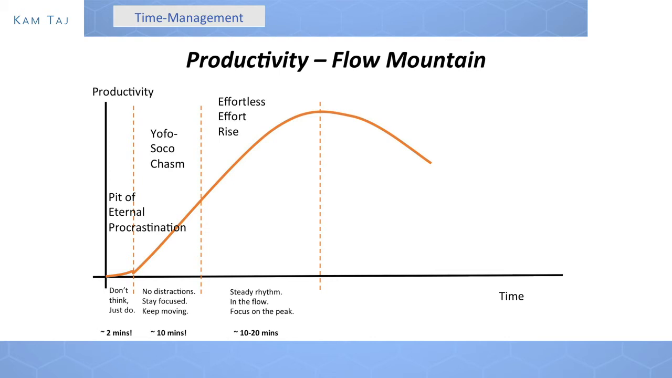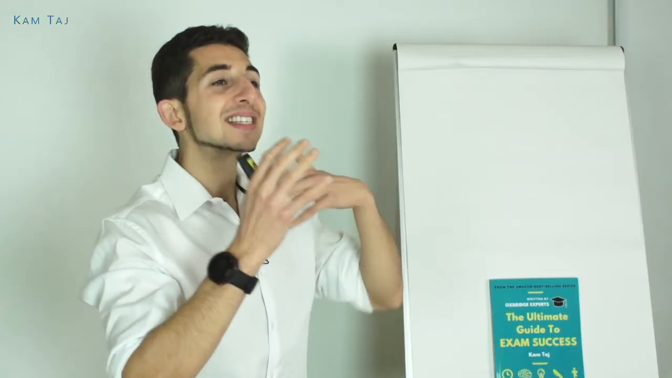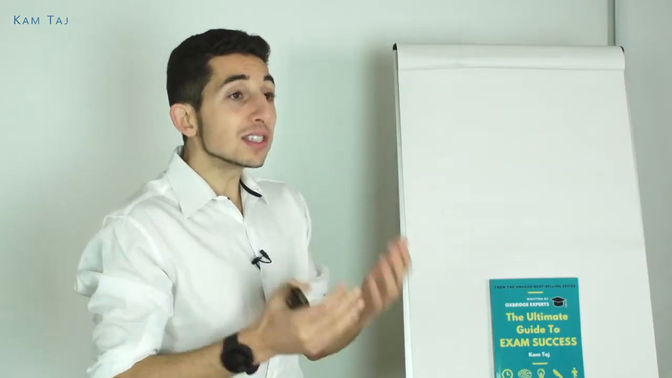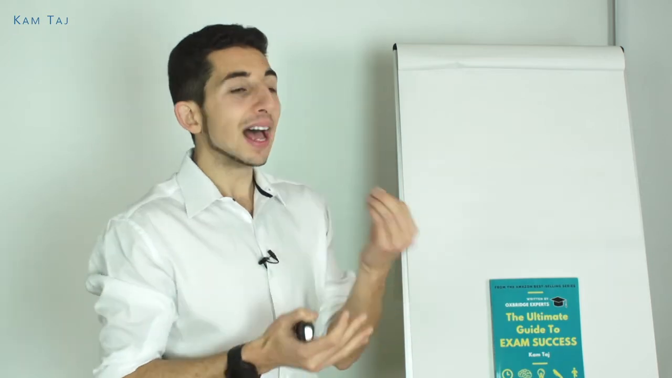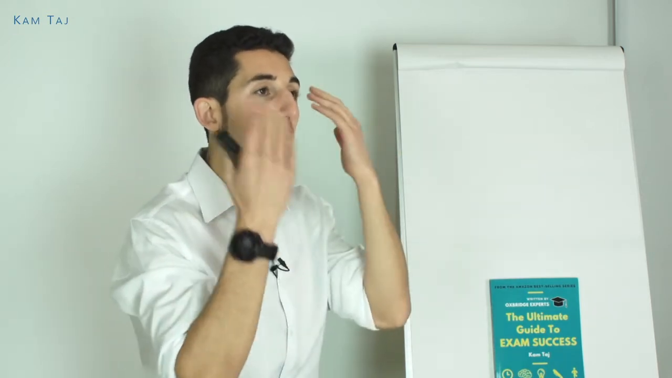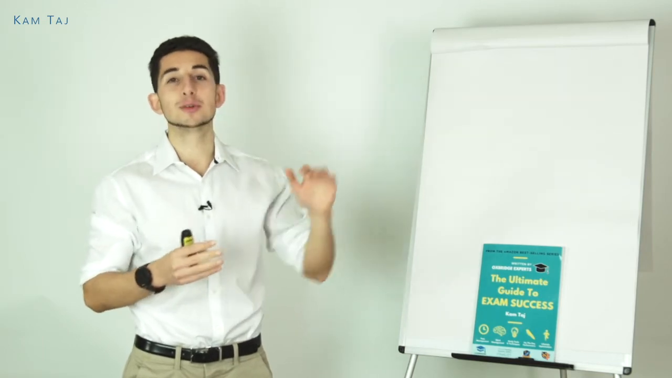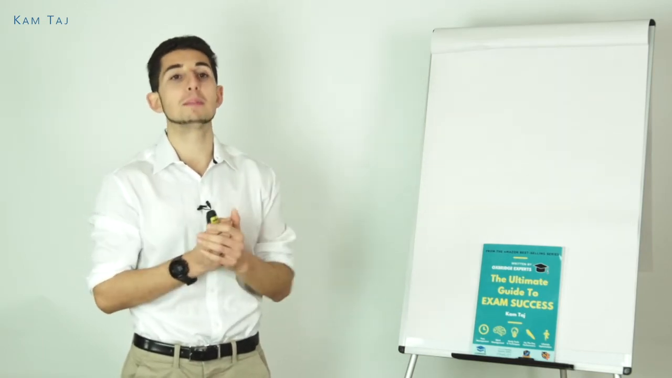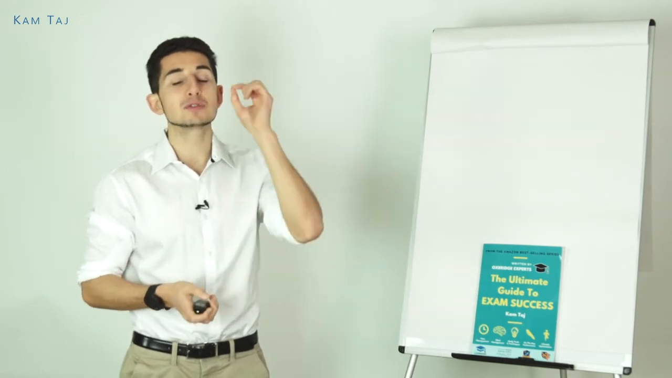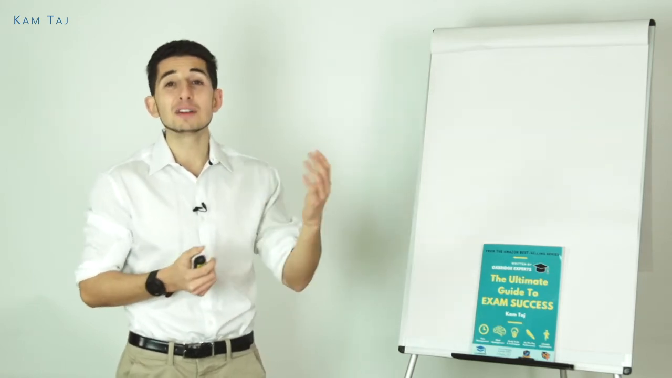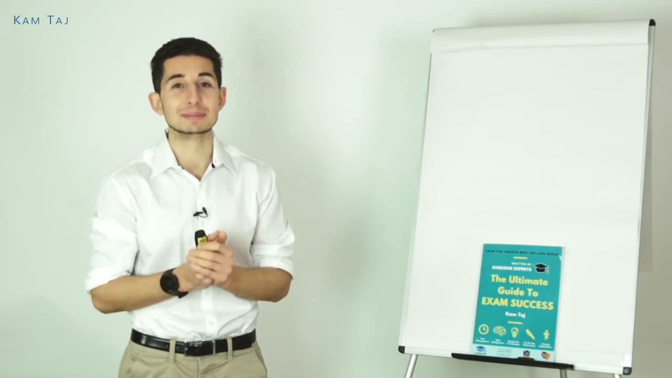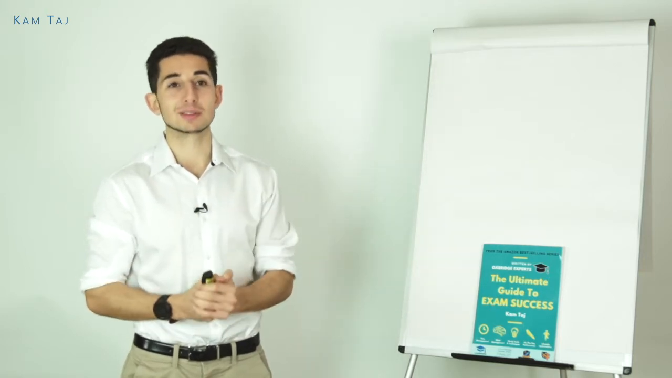Now, the effortless effort rise is when this task that we're doing, we start to enter that state of flow when doing it. It's when we're having a steady rhythm with our work. It starts to feel a bit effortless. Now, it's still effort because we're still applying energy and we're still thinking through things, but it feels effortless because we're just flowing through that task. We're over half of our peak productivity now, and we can just focus on the task ahead and focus on getting to the peak of productivity mountain, the peak of flow mountain.